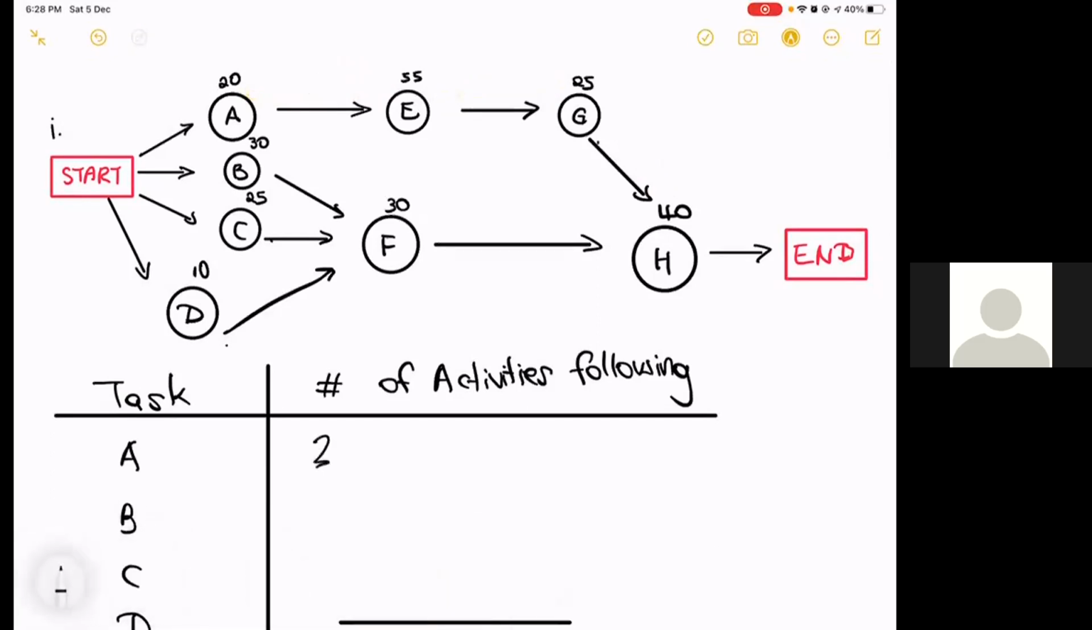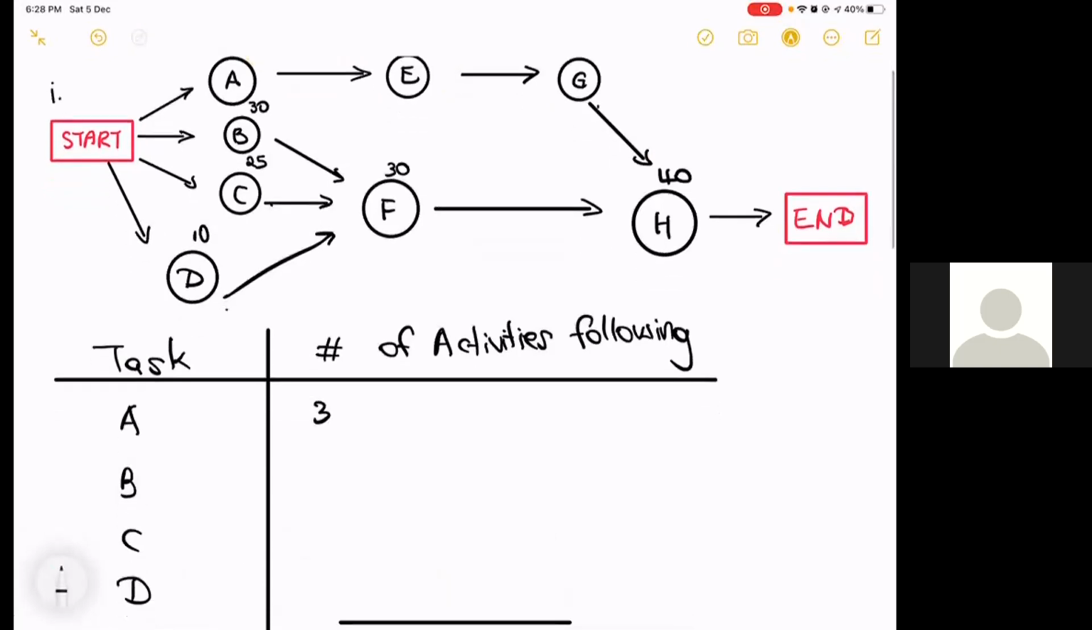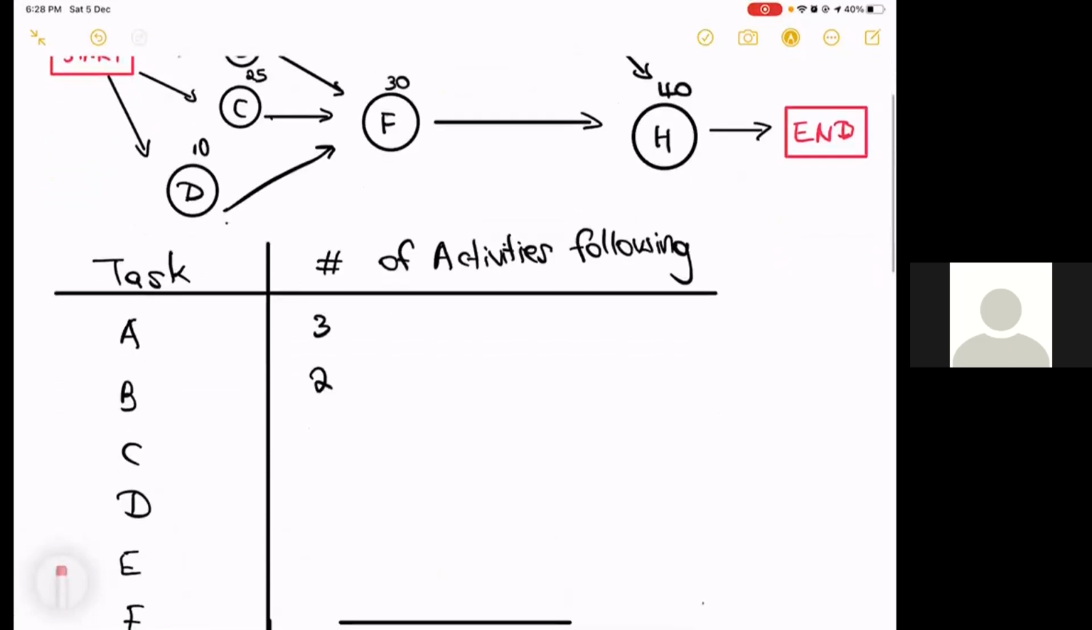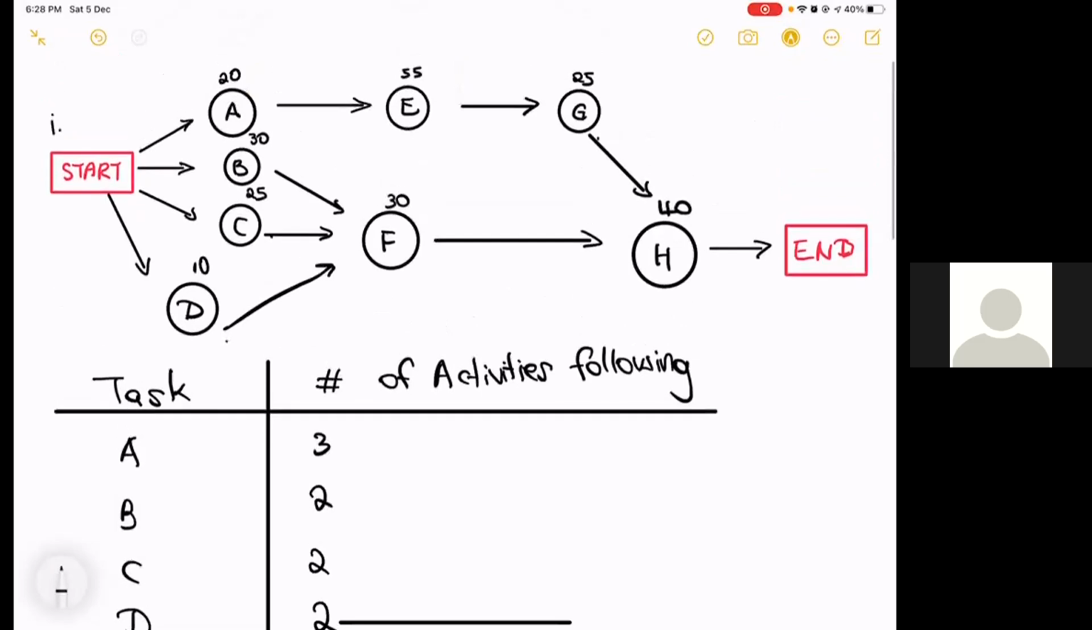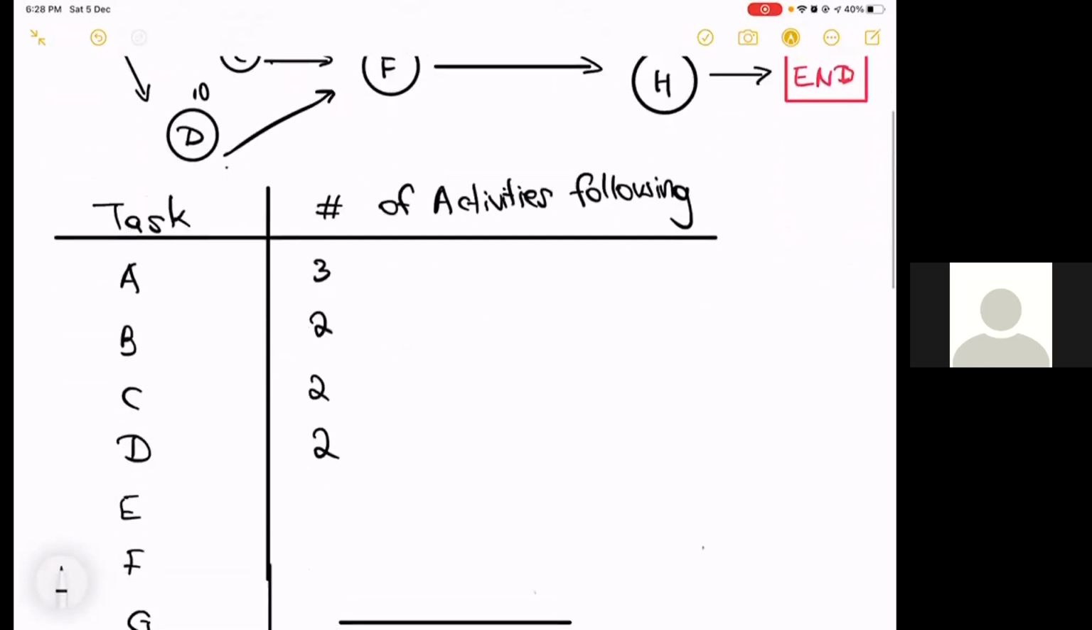So that's 3. For B now, so we have B, F, then H. That's 2. C is F and H as well. D is F and H. D, that's E. We have G and H.